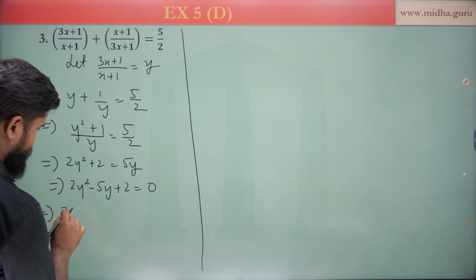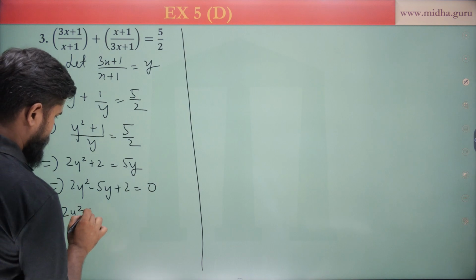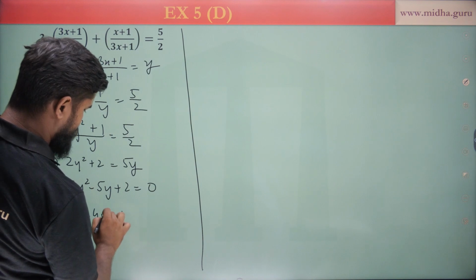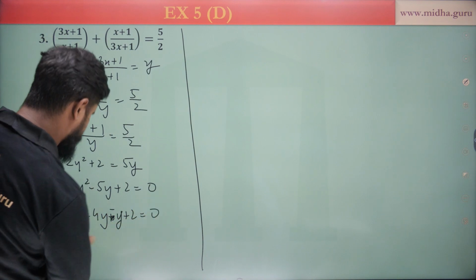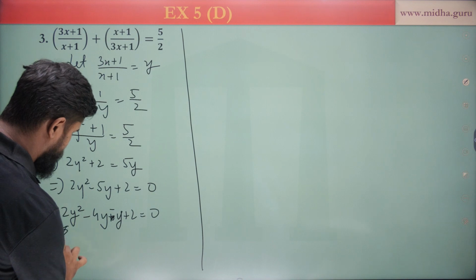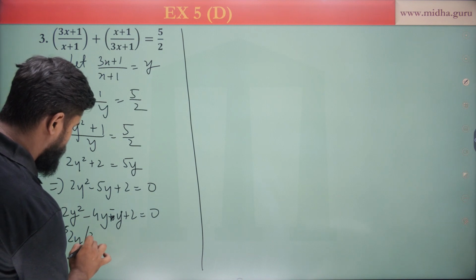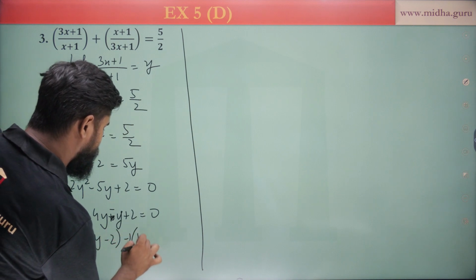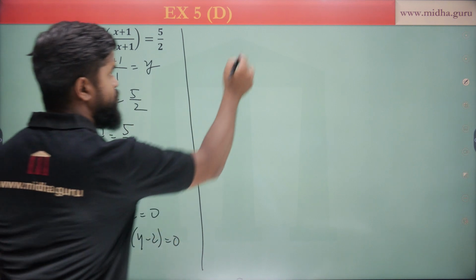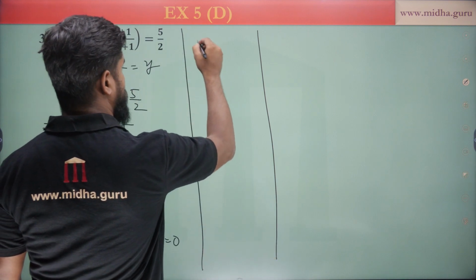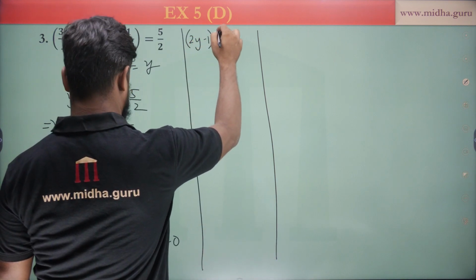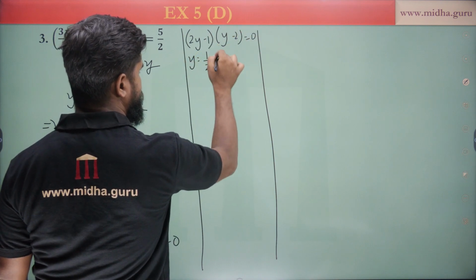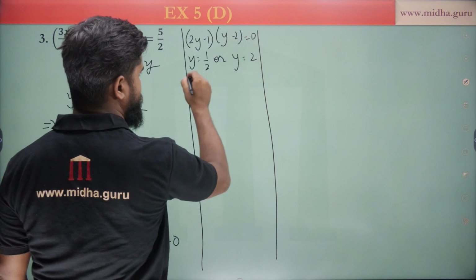Here we can also factorize it as 2y square minus 4y minus y plus 2 is equal to 0, making the equation look as, taking 2y as common, I get y minus 2. Taking minus 1 common, I get y minus 2. Now I have 2y minus 1 into y minus 2 is equal to 0. So either y is equal to 1 by 2 from this, or y is equal to 2 from here.